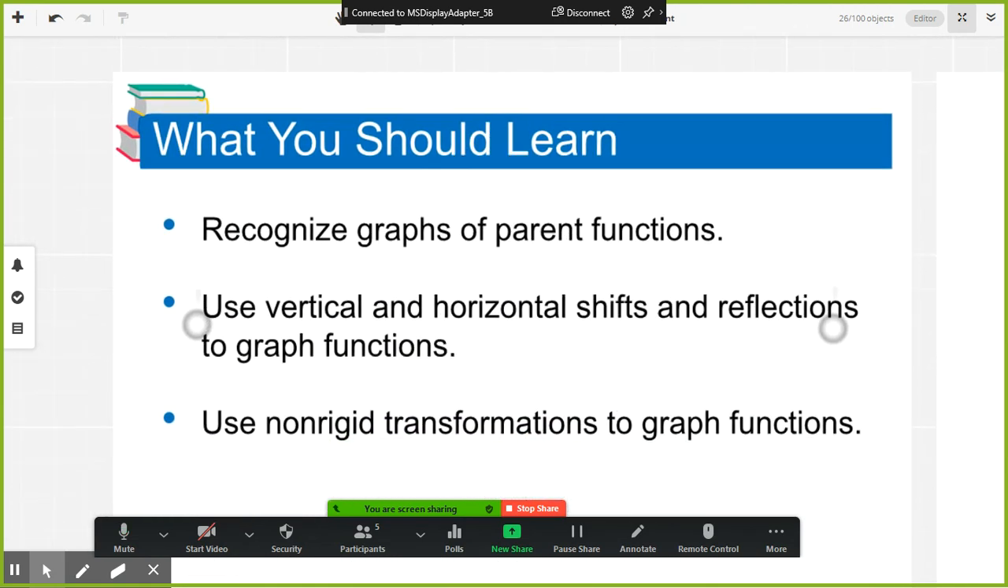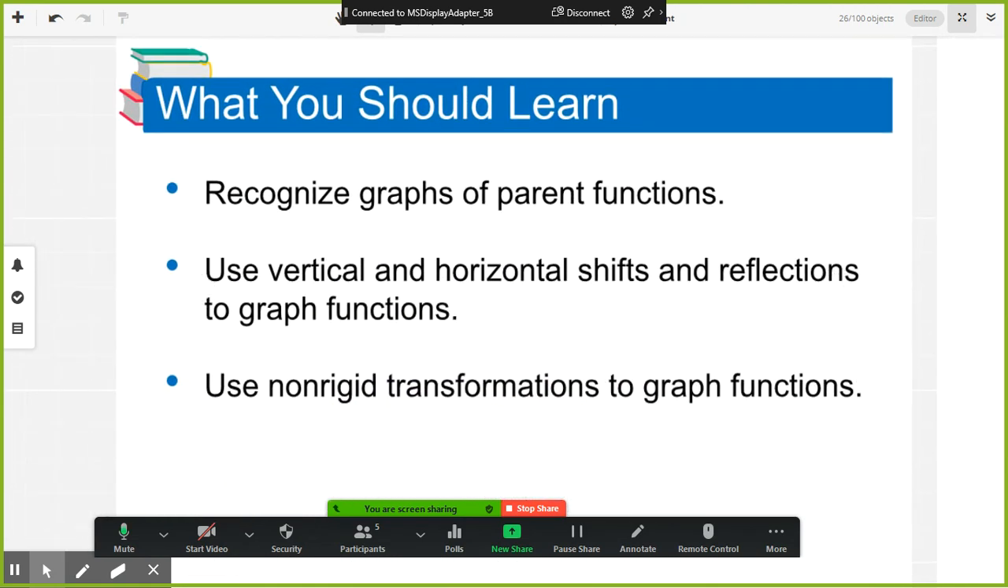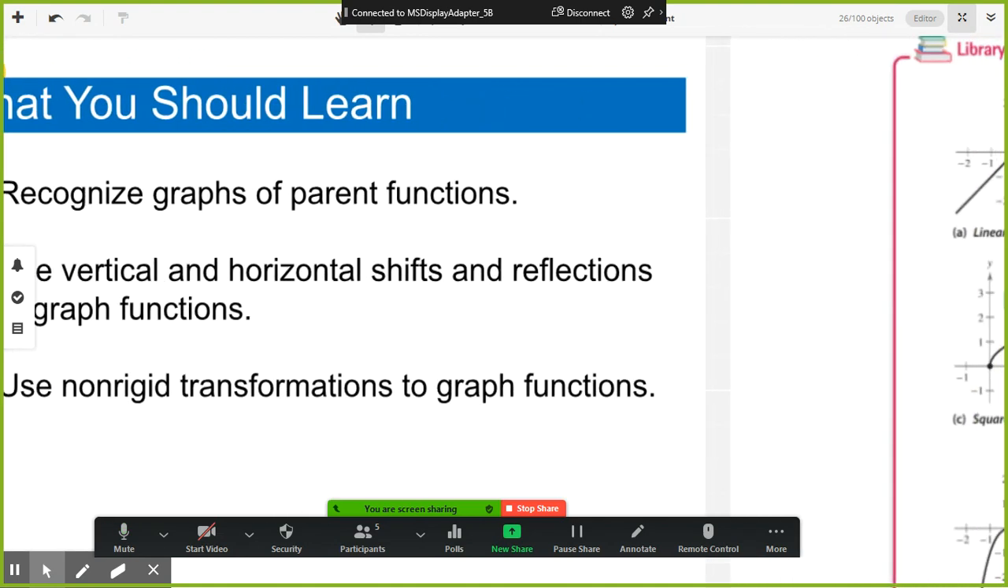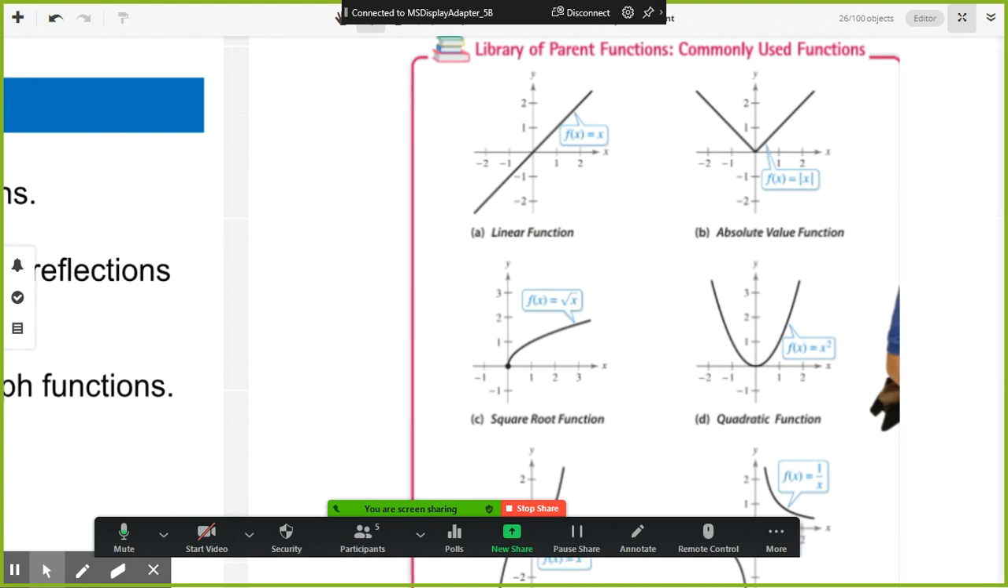So what we're going to want to be able to do today is recognize graphs of parent functions, and that's the first thing we're going to talk about here in just a second. Use vertical and horizontal shifts and reflections to graph functions, and use some non-rigid transformations to graph functions. So, like I said, the first thing we're going to talk about is some parent functions.